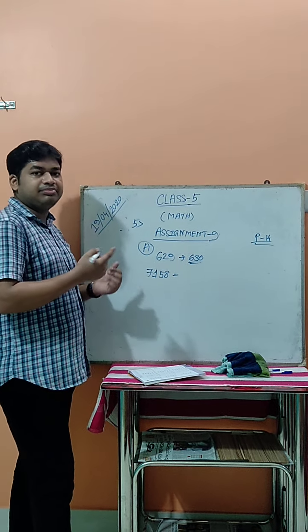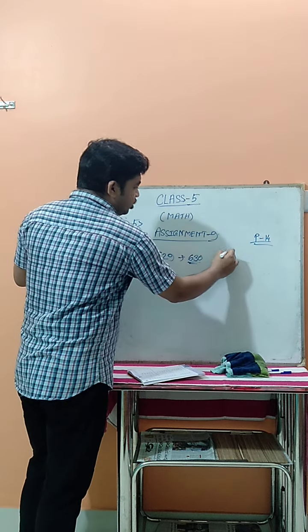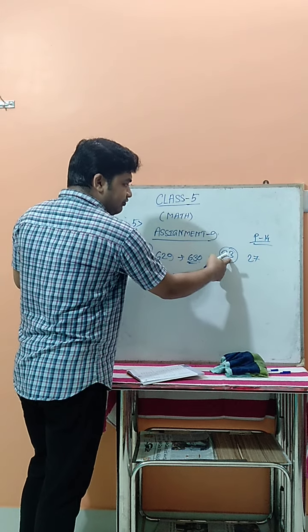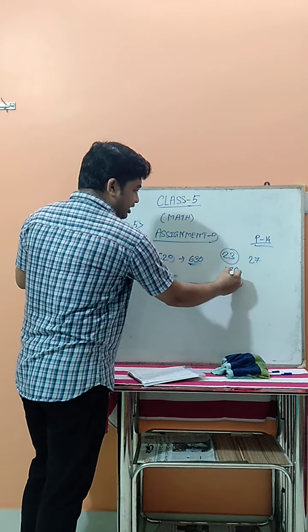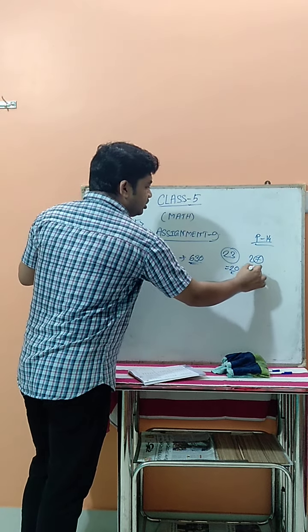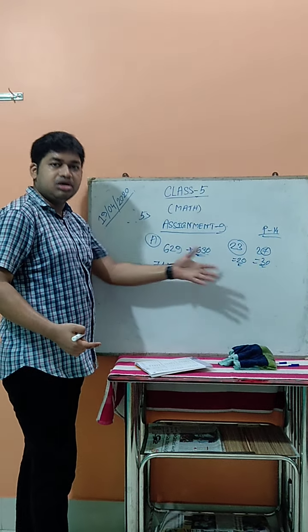If it is less than 5, then it can stay in the previous digit. Like I give one example, 23 and 27. Now 23 is less than 5, so we can take 20. But 27 is more than 5, 7 is more than 5, so we have to take 30. Because if the next digit crosses 5, then you have to take the next digit.